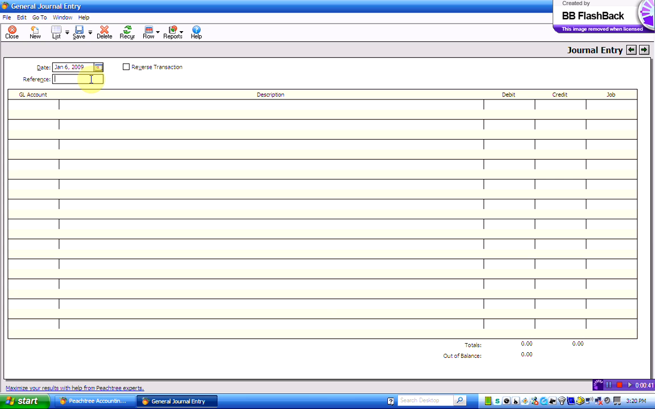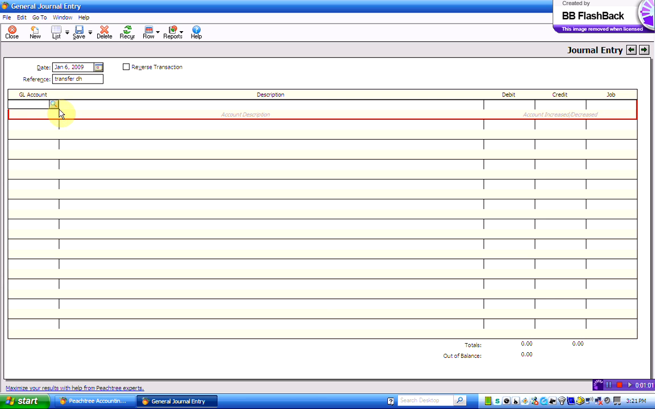We need a transfer reference, so what we're going to do is call it a transfer, and I'm going to put my initials by it so that I've got the practice of saying who actually made this entry. So it's going to be a transfer of money made by myself on January the 6th, 2009.